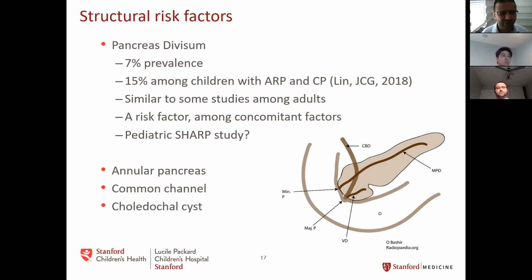So is it really a risk factor? Well, there is an adult SHARP study. This really begs the question of a pediatric SHARP study without all the influence of environmental factors of years or scarring. And then in children, we often think about annular pancreas, a common channel, choledochal cysts, which present usually around 3 to 5 years of age, as sometimes presenting with pancreatitis.